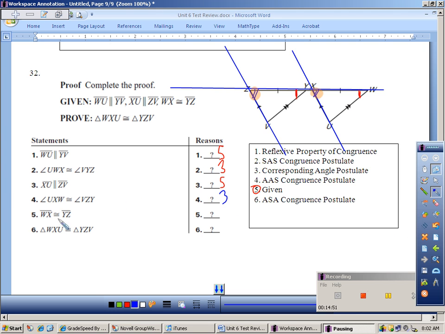And then we have segment WX is congruent to segment YZ. That was given information. And how were we able to show this? Well, I've got angle side angle. That is number 6. And then if we extended further to show that this piece were equal to that piece, we would use the CPCTC. Corresponding parts of congruent triangles are congruent.